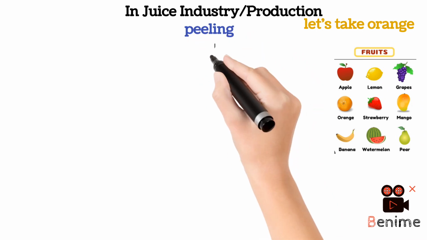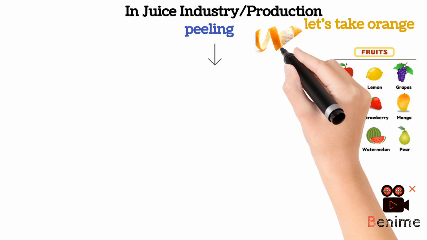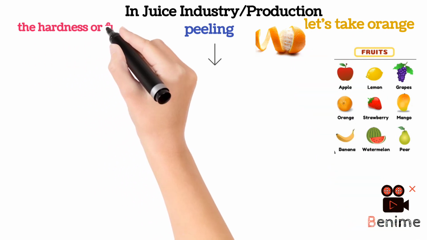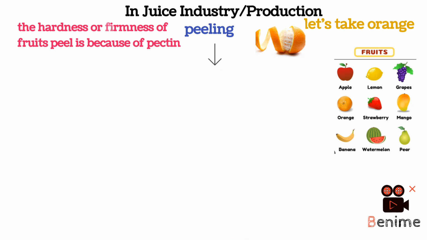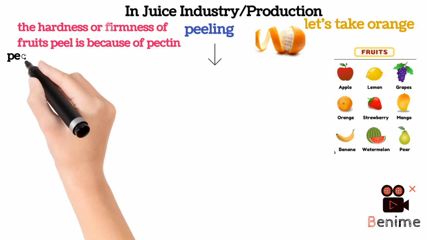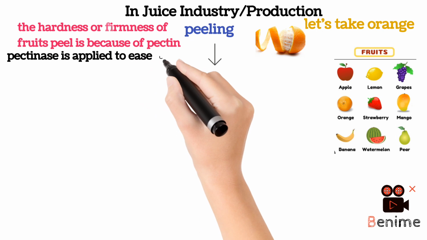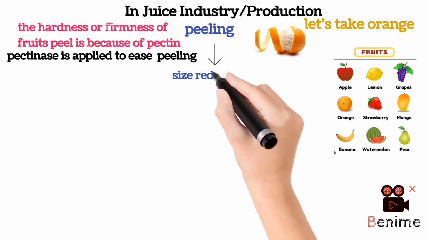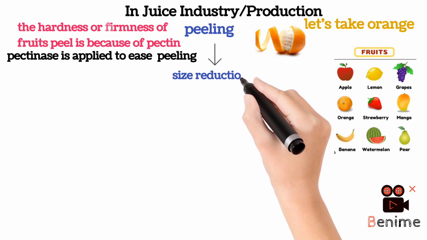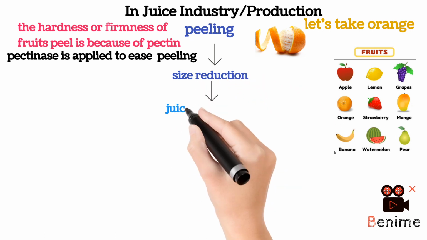Assuming the orange is sorted and washed, the next step is removal of the peel, usually using mechanical or kitchen tools. One finds difficulty during peeling, especially in a large amount, due to the hardness of the peel, which is made of pectin. An enzyme, pectinase, is applied to ease the peeling process. The next step is size reduction, in which the size is reduced.